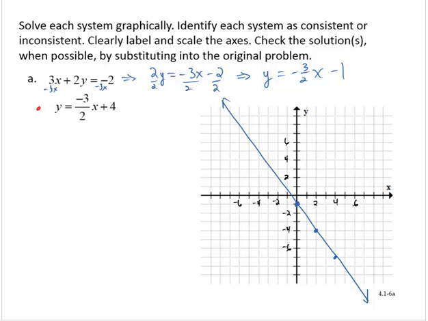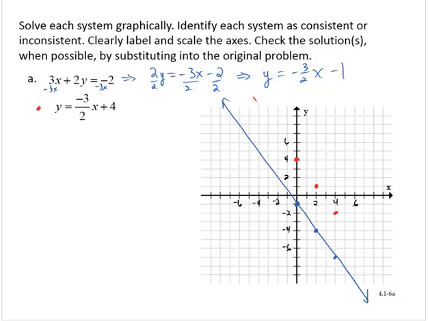Alright, and in red for the second equation, notice it's already slope-intercept form. So plotting the y-intercept at 0, 4, and using the slope, hey, the slope's the same, negative 3 over 2. So from that point, let it fall 3 and run 2. Let it fall 3 and run 2. And again, I'll draw the line through those points.